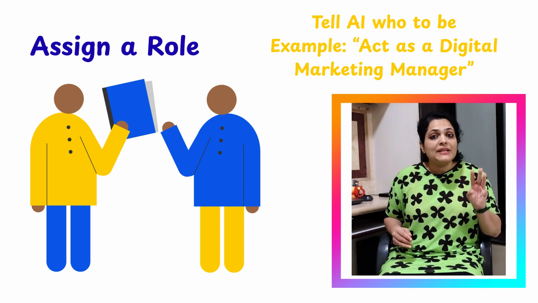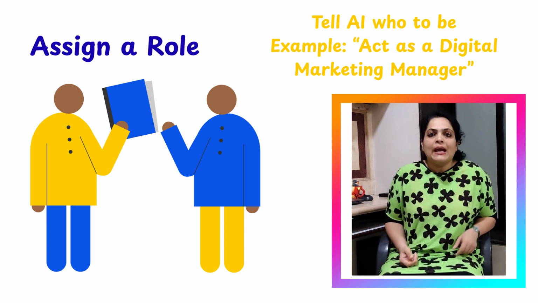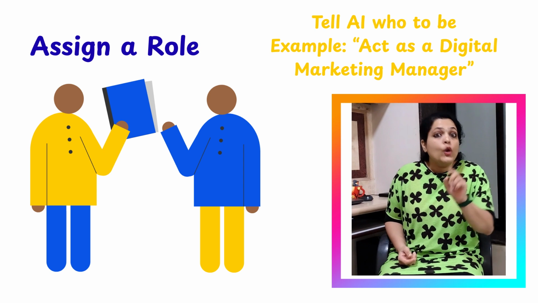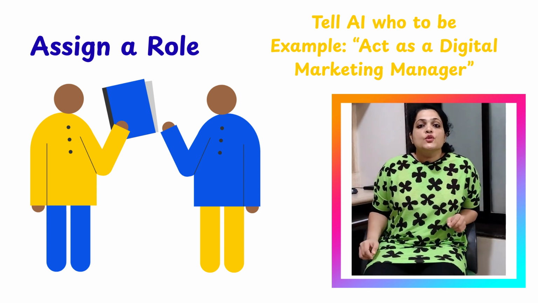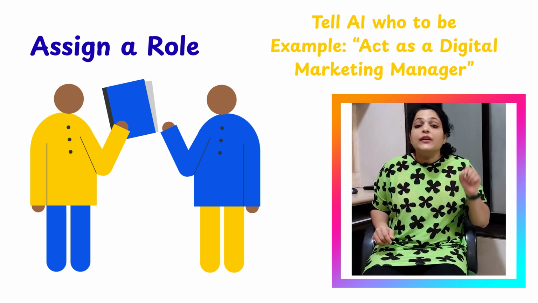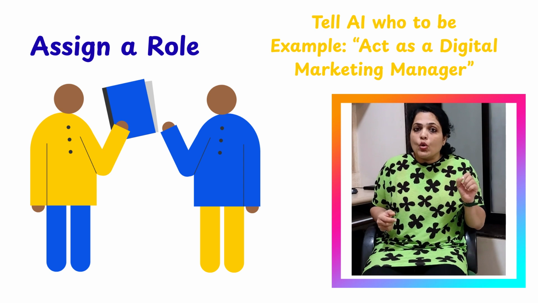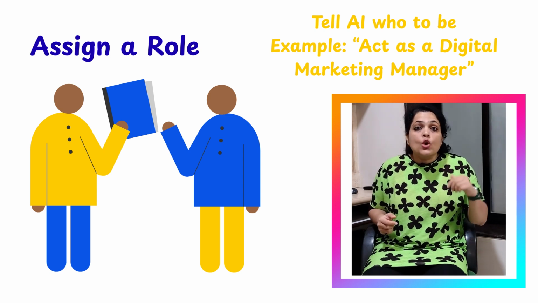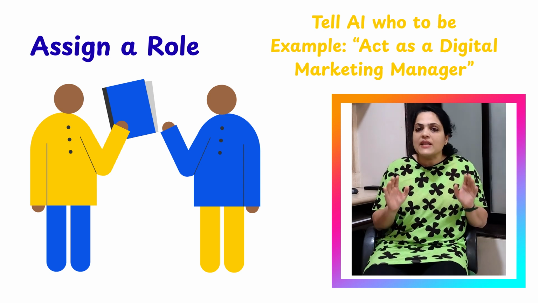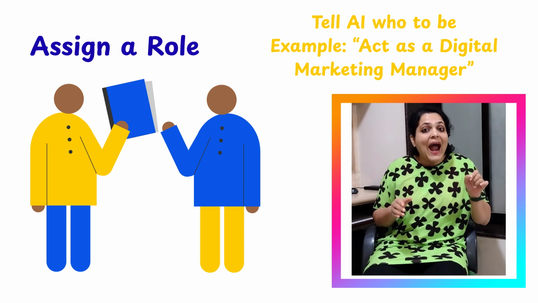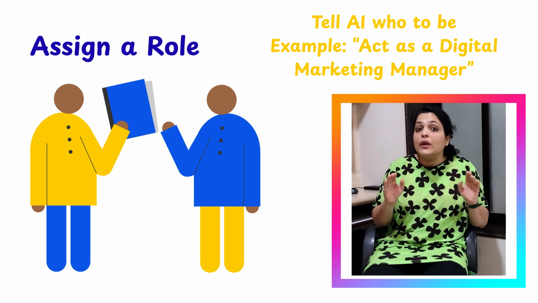The third component is to assign a role to the AI. That means telling the AI who it should act like. So for example, act like a digital marketing manager and give me social media ideas, or act like a stockbroker and give me ideas to rebalance my portfolio. Assigning a role makes the output more strategic, analytical and in tune with real world perspectives.